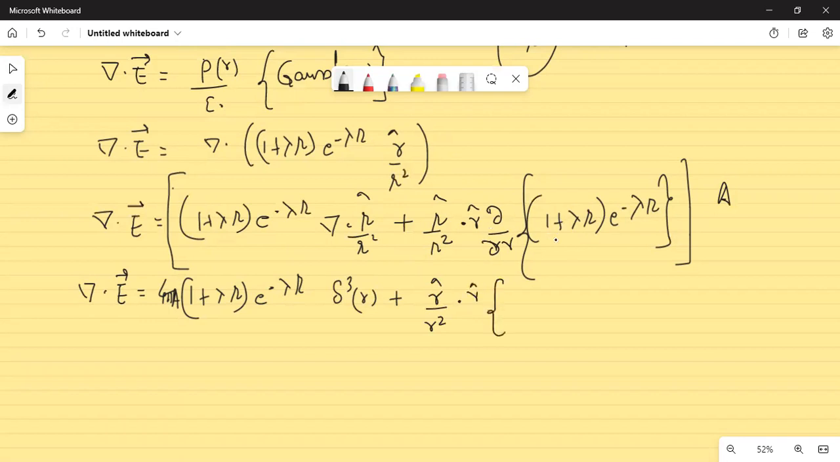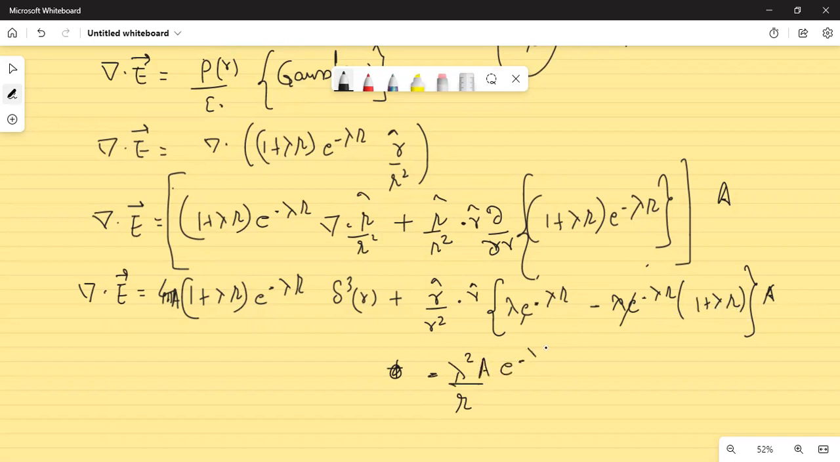And what is del by del r? If you differentiate it first, this will be lambda e to the power minus lambda r, and then minus the derivative of this, lambda e to the power minus lambda r times 1 plus lambda r, and this is multiplied with a. So overall this will get cancelled, and this term will remain. There is a negative here, so this will be minus lambda square, and there is one r below, and then there is a also, and e to the power minus lambda r. So this is minus lambda square r, and one r gets cancelled. So overall you will get this.